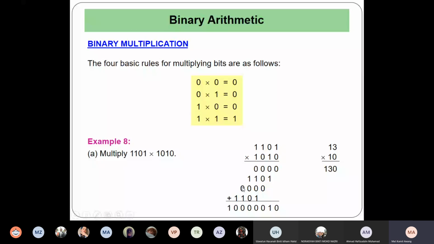1 plus 1 is 1, 0. So 0 with the carry 1. 1 plus 1 is 1, 0. So 0 with a carry 1. So the answer is 1, 0, 0, 0, 0, 0, 1, 0. If you convert this into decimal, it's equivalent to 130. Okay, clear?